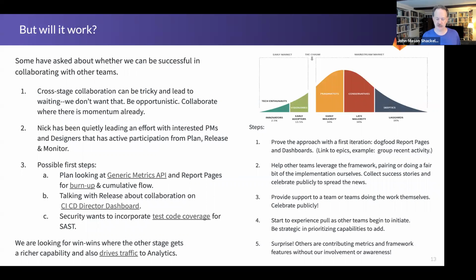How does this work in the real world? Well, cross-stage collaboration can be tricky. We want to definitely avoid dependencies and waiting, but what we can do is go where there's already momentum and action and find out how to contribute to that by making what other stages are trying to achieve easier, and also then having, by their adoption of capabilities like the report pages and dashboards, drive traffic back to the analytics area. So that's a win for everybody.